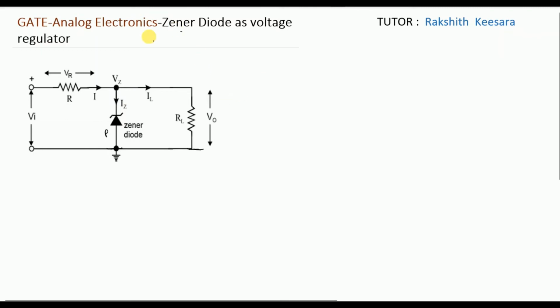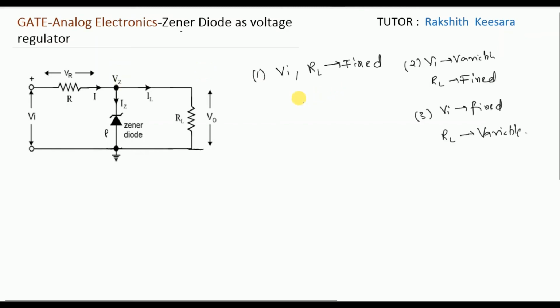So guys, now you got when the Zener diode will be operated in the breakdown region and how we are using this as a voltage regulator, right? Now what I am doing is I am considering the Zener diode is in breakdown region. That means it is limiting the voltage to Vz, and I will analyze three cases.